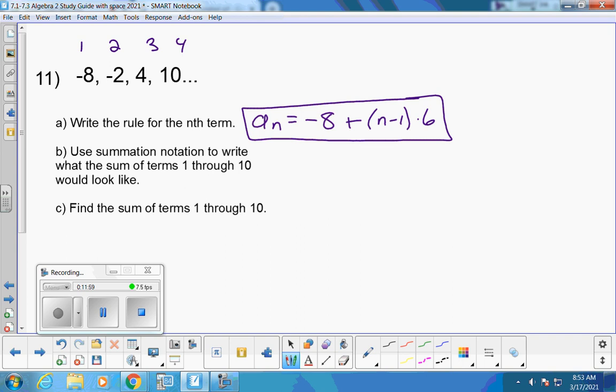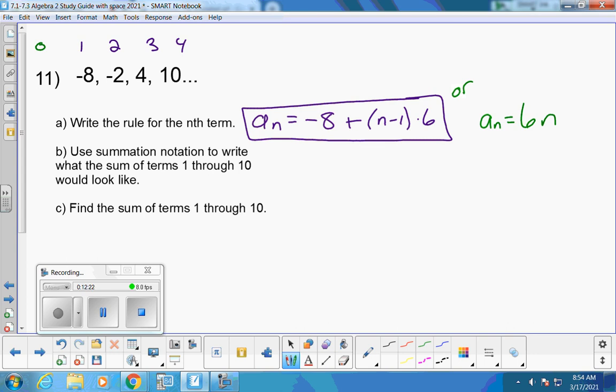Now, if you want to do slope-intercept, because honestly you don't know if the choice will be in this format or slope-intercept format, you can just distribute the 6 and combine the like terms, or here's how I actually do it. The minute I see they're adding 6 each time, I know that's my slope. And then to find my y-intercept, I just have to figure out what term 0 is. So I just work backwards.